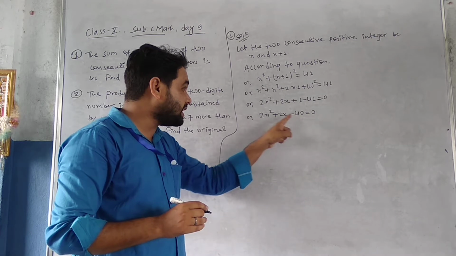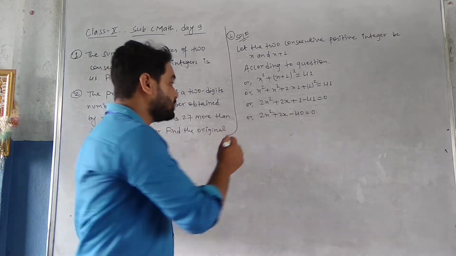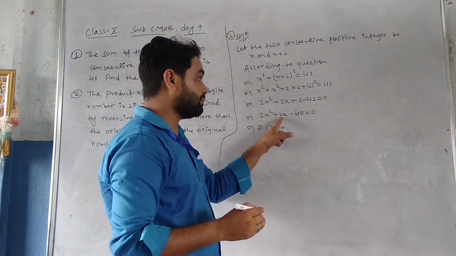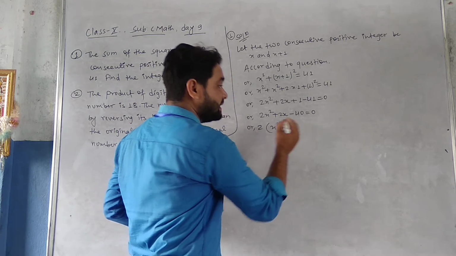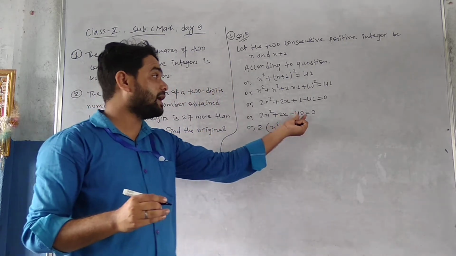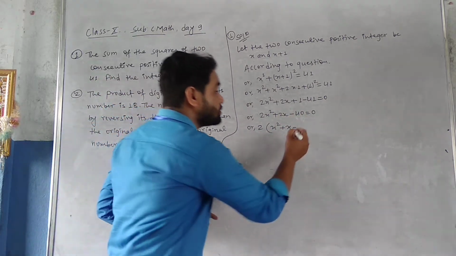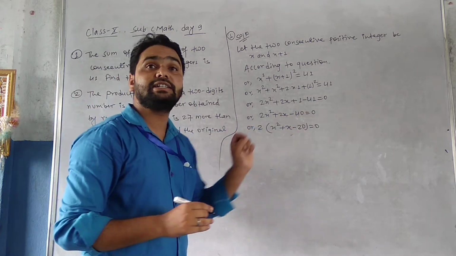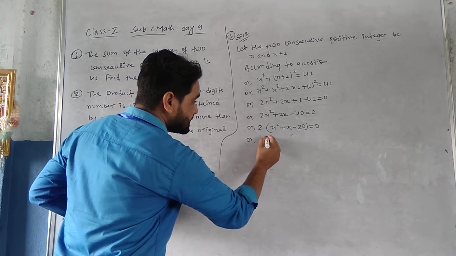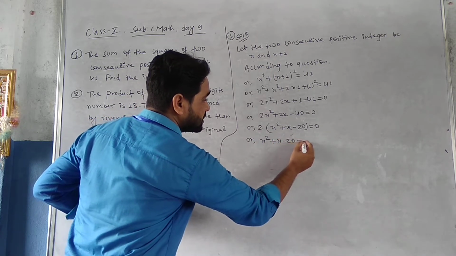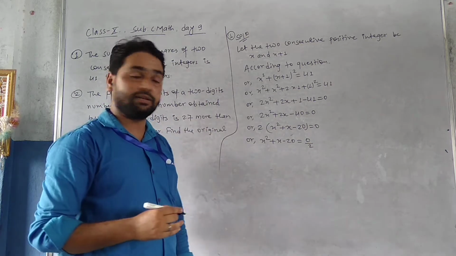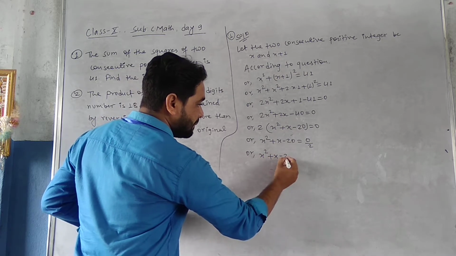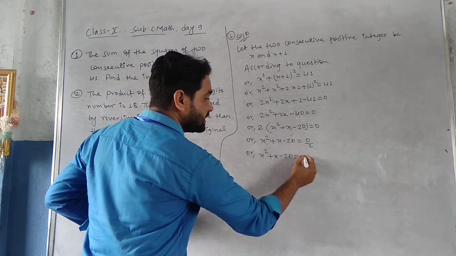And now look at that, make it in the simple form. 2 is here, 40 is here. We can take out 2 as a common from these 3. So we get 2 common. Here we get x square plus x minus, if you take out 2 from 40, that means divide this 40 by 2, so we get 20 equals 0. And this 2 is multiplied on this side and it divides. So we get x square plus x minus 20 equals 0 upon 2, that is in the division form, that means we get 0.